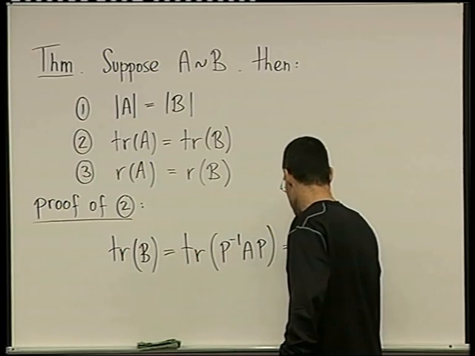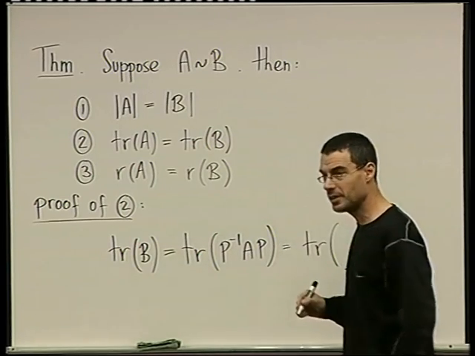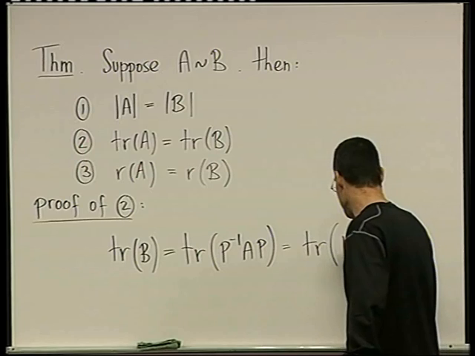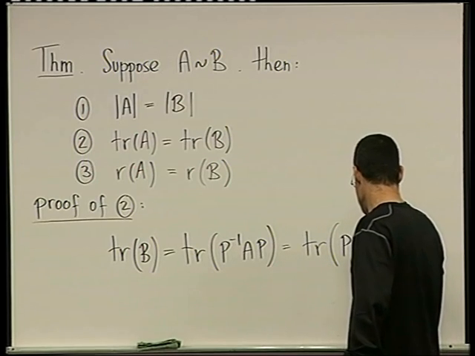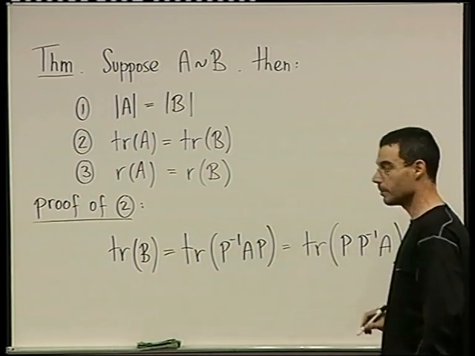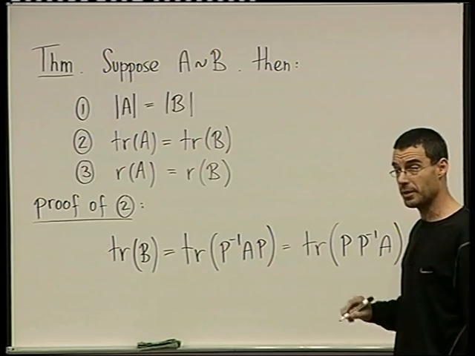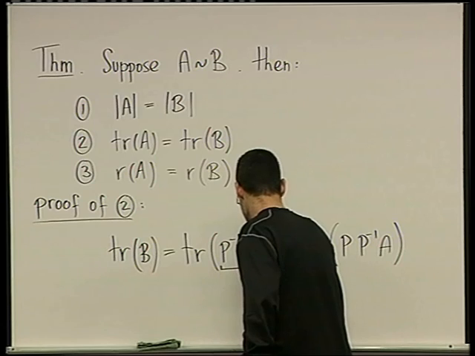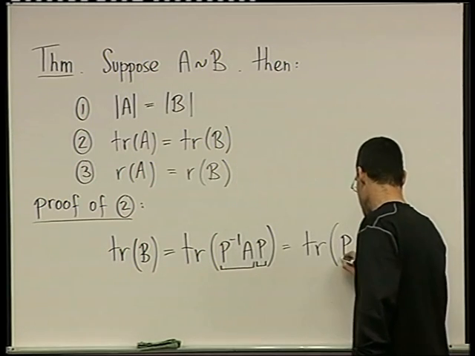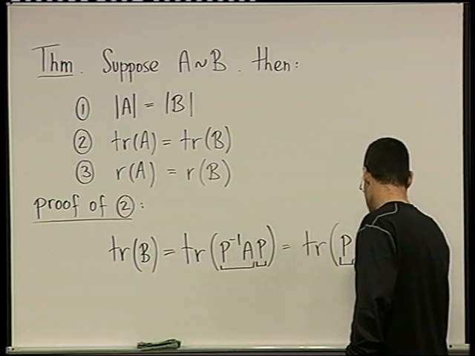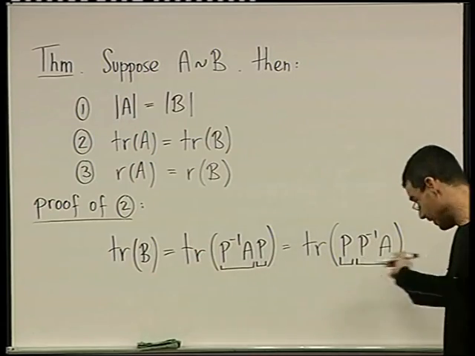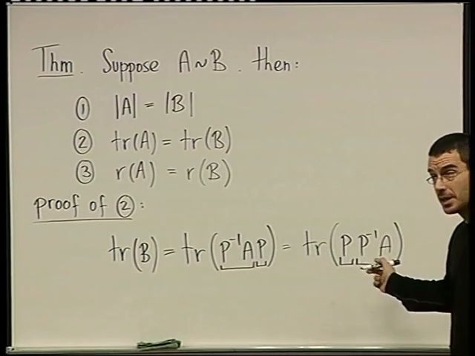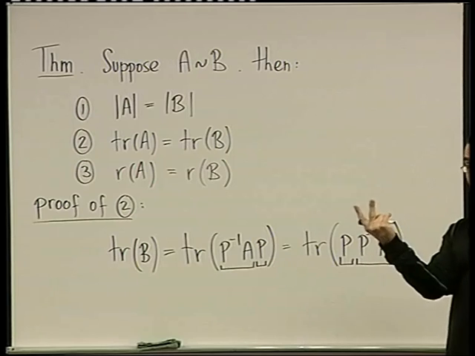I can rearrange the order. That's the previous theorem that we had. So I can write this as the trace of P times P inverse A. Do you agree? By the previous theorem. P inverse A times P and P times P inverse A, these are not the same matrices, but their traces are.